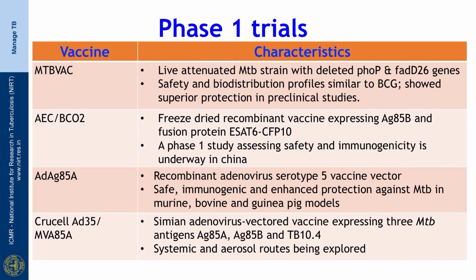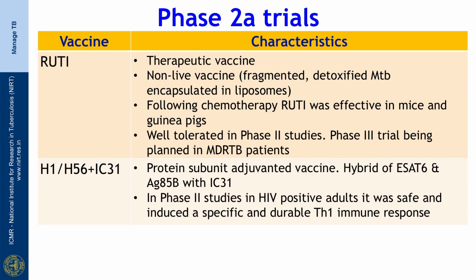MVA85A is a simian adenovirus vectored vaccine expressing 3 MTB antigens: antigen 85A, 85B and TB10.4. It is being investigated in systemic and aerosol routes, meaning that this is a vaccine that can be given by inhalation. There are 4 vaccines being investigated in phase 2A trials.